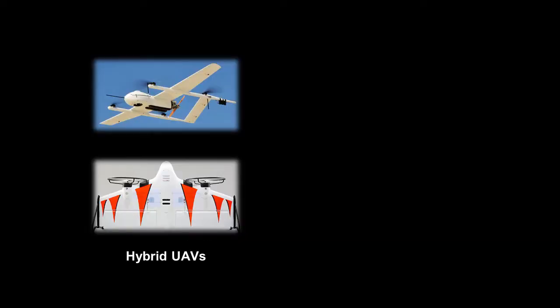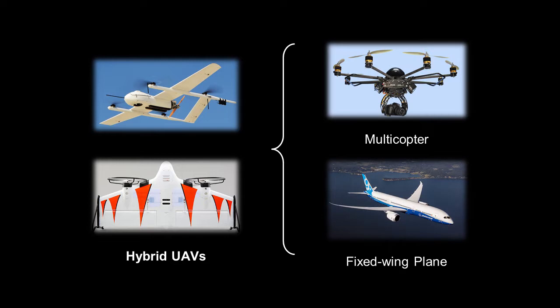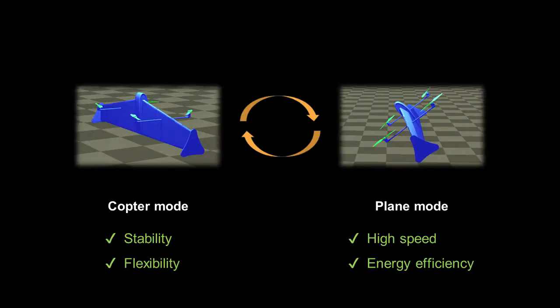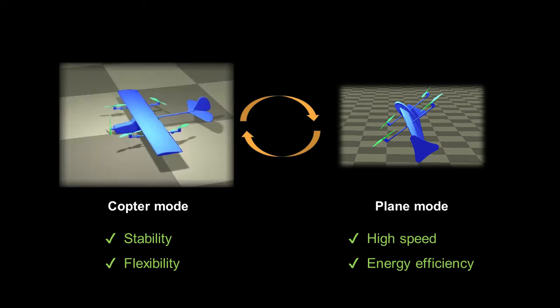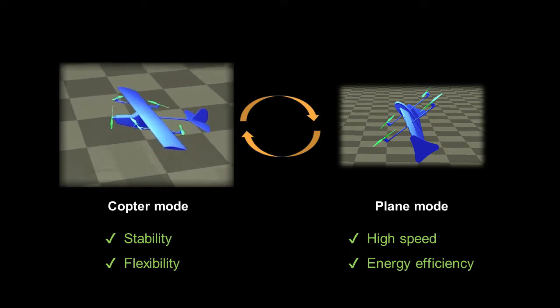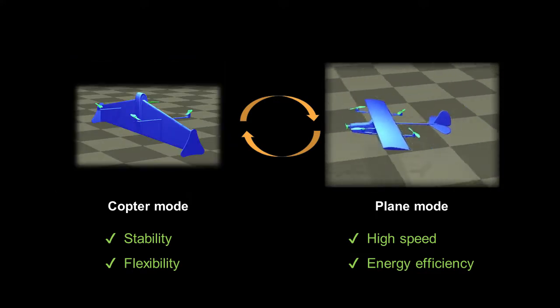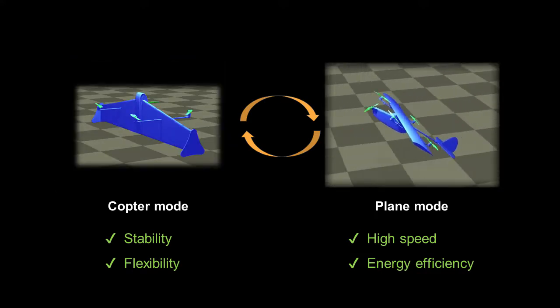Hybrid UAVs combine advantages of multi-copters and fixed-wing planes. A typical hybrid UAV can switch between copter and plane modes. The copter mode gives the hybrid UAV more maneuverability, while the plane mode is more efficient in long-distance flights.